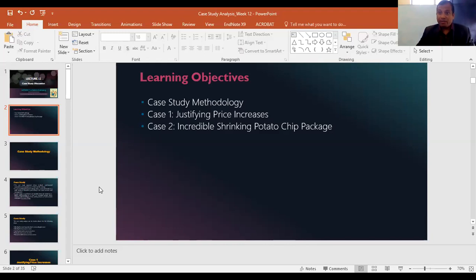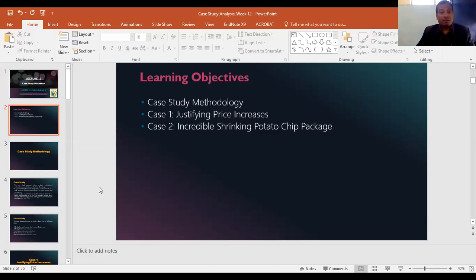With that general introduction, quickly we will move to case one, which is justifying price increases. That case is based on a particular marketing theme, that is marketing research. Whereas case two is the incredible shrinking potato chips package, and that case is more on pricing and costing, another important marketing mix.